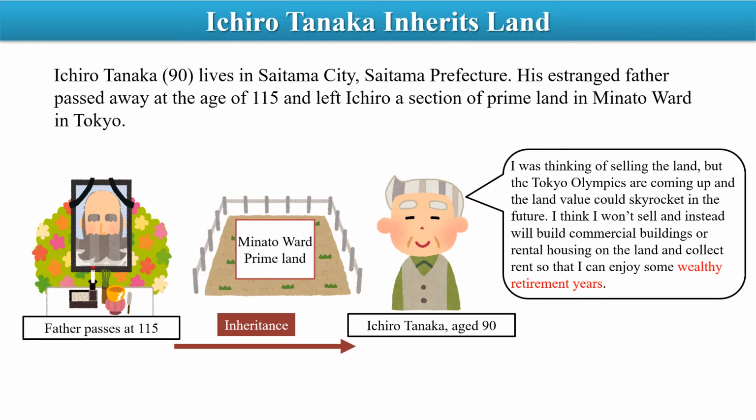At first, Ichiro thought about selling his inherited land, but owing to the future Tokyo Olympics and other factors, there is a chance of land prices skyrocketing in the future. Therefore, Ichiro decided to forego selling the inherited land and to instead build a commercial building or rental property on it and use the rental income to enjoy his retirement years in wealth.